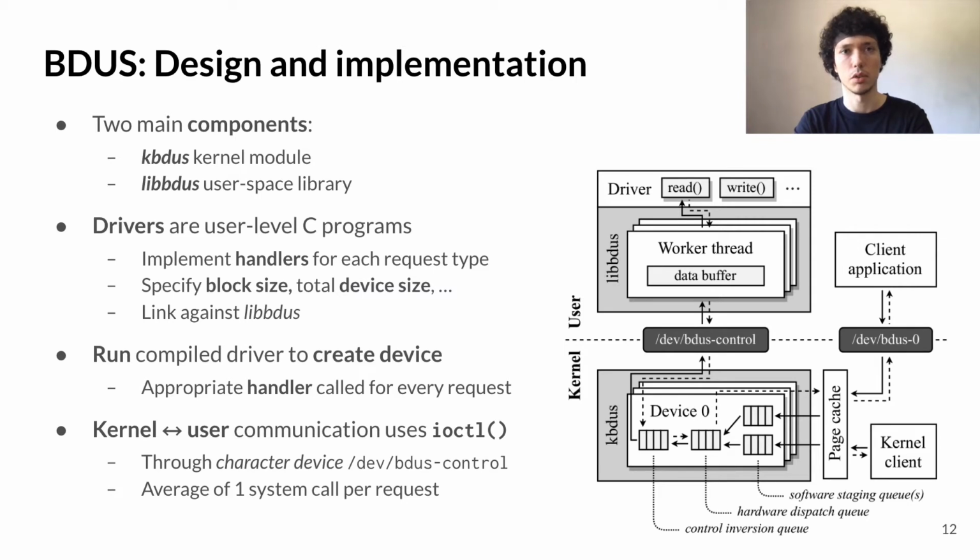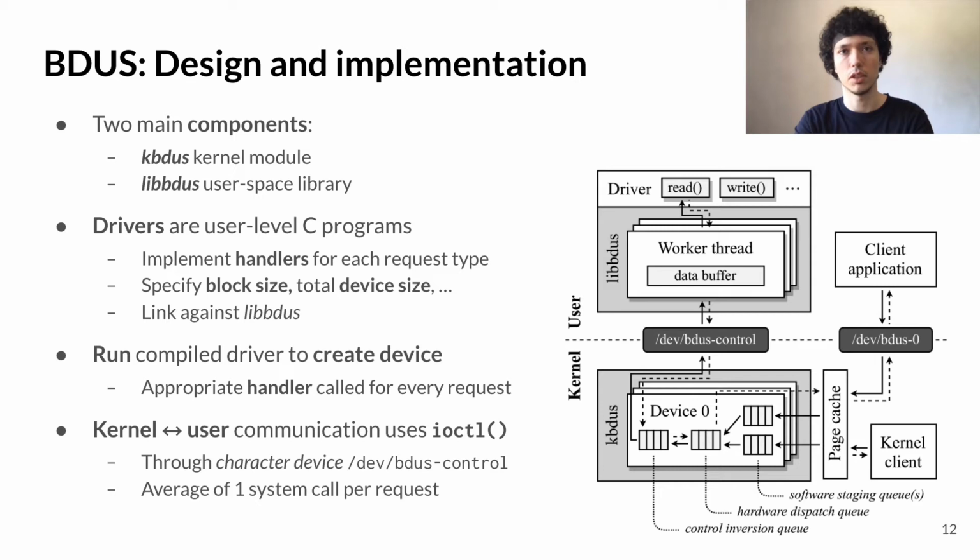BDUS consists of two main components, the KBDUS kernel module and the libbdus user space library. Internally, libbdus relies on KBDUS, and all communication between the two is accomplished through a character device. Users of the framework can create block device drivers as regular user-level C programs that link against libbdus. This amounts to implementing functions to handle each type of request supported by the driver, as well as specifying basic attributes of the device such as the size of its blocks and its total size. By compiling and executing the driver application, a device powered by it is then created.